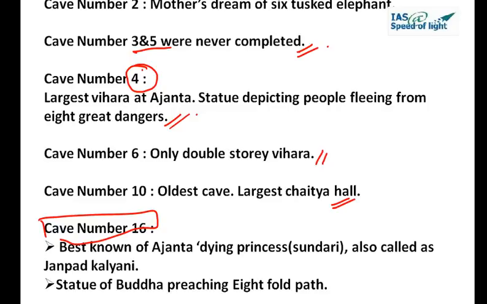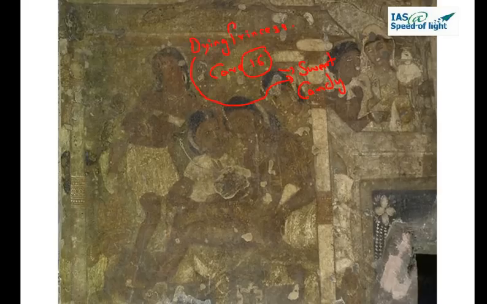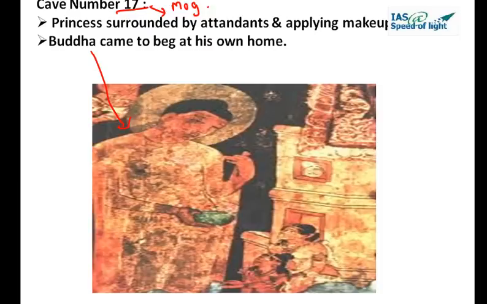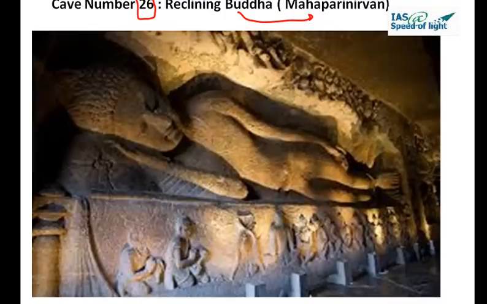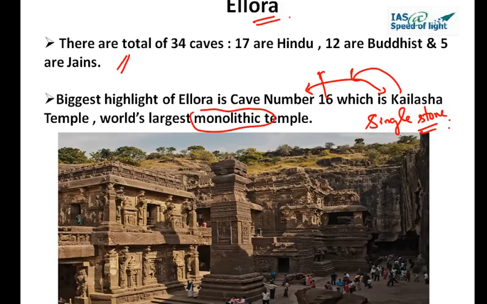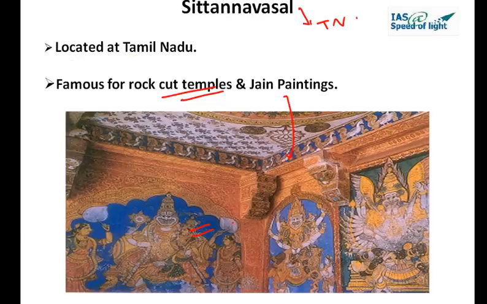Then the Dying Prince, we saw the picture of the Dying Prince, this is cave number 16. Cave number 17, Buddha begging and princess surrounded by attendants applying makeup. Cave number 26, Mahaparinirvana of Buddha. Then Ellora, Ajanta were Buddhist. Ellora has a mixture of Hindus, Buddhists and Jains. The highlight of Ellora is cave number 16, the Kailasha temple, world's largest monolithic temple. Bagh caves, and then Sittanavasal.